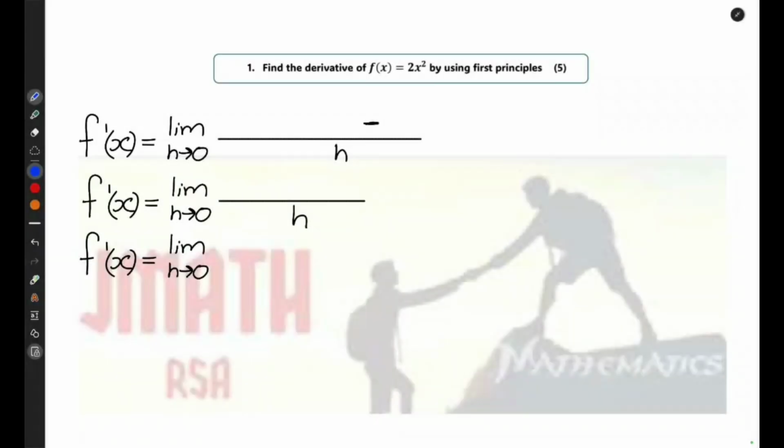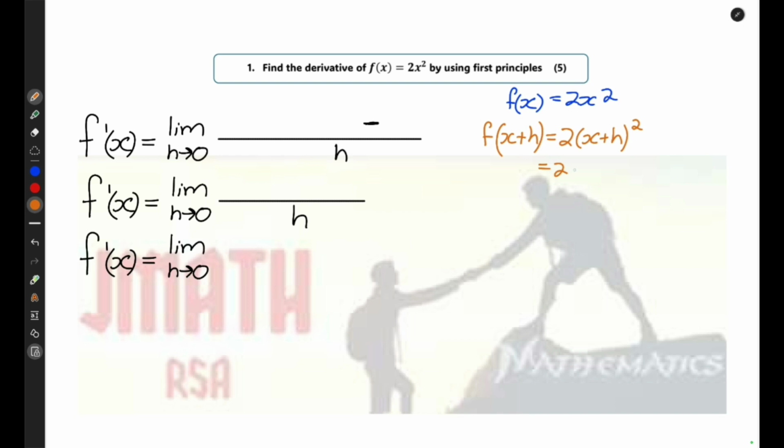Question 1. Find the derivative of f(x) if it is equal to 2x squared by using first principles. So the first thing I'm going to do is write down what they gave me. So f(x) is equal to 2x squared. And now I need to figure out what is f(x plus h). So I'm just going to replace the x with an x plus h, and that's in a bracket squared.